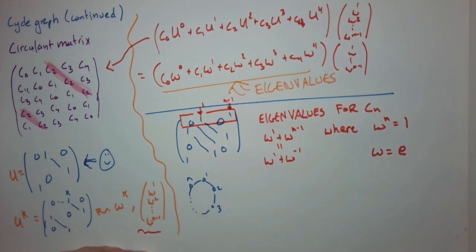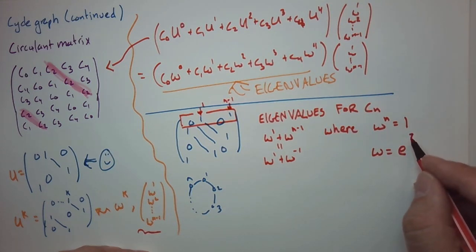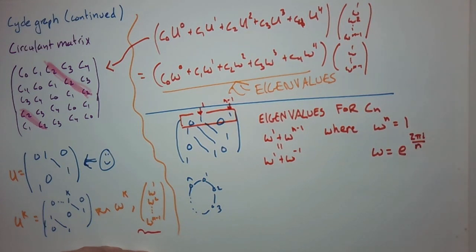In terms of e to the 2 pi i over n. So e to the 2 pi i over n is an example of an nth root of unity. Like omega to the k for some k, where k goes from 0 up to n minus 1. And that is each of the nth roots of unity.